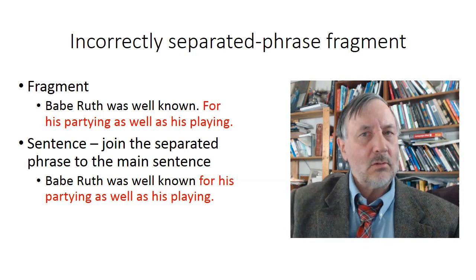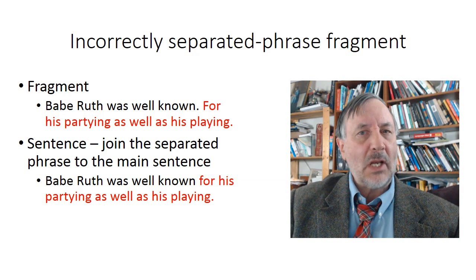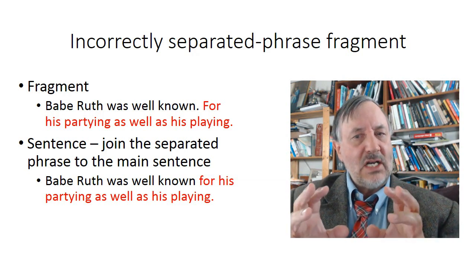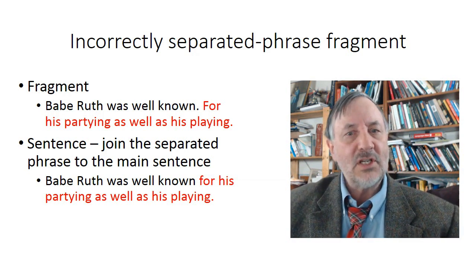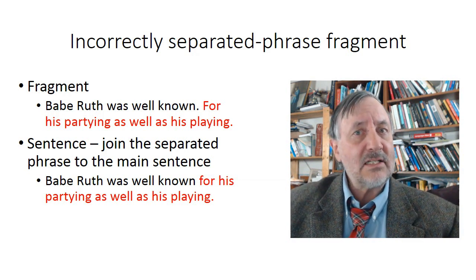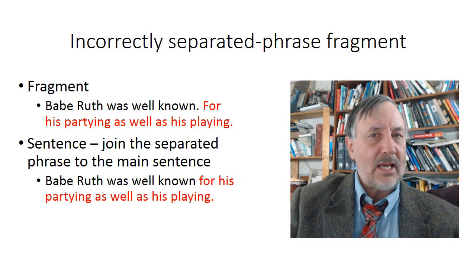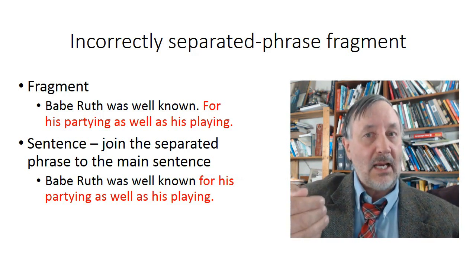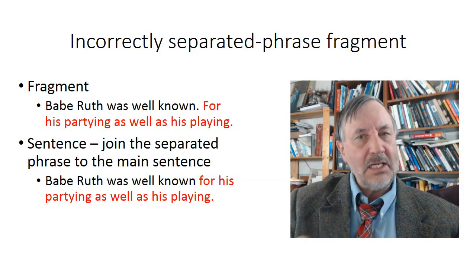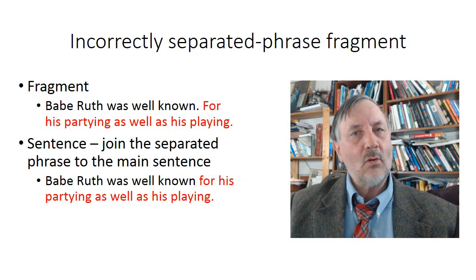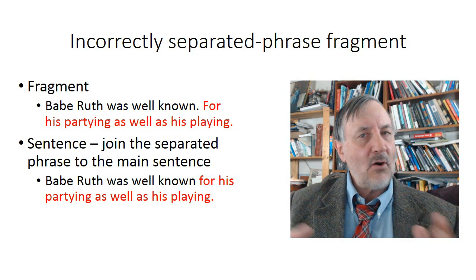Babe Ruth was well known. Full stop, period. For his partying as well as his playing. So now that second part of that example, for his partying as well as his playing, is a sentence fragment. But we should see that we can easily join that fragment to the independent clause, to the sentence, Babe Ruth was well known, and create the complete sentence, Babe Ruth was well known for his partying as well as his playing. Okay, so very simple fix here.